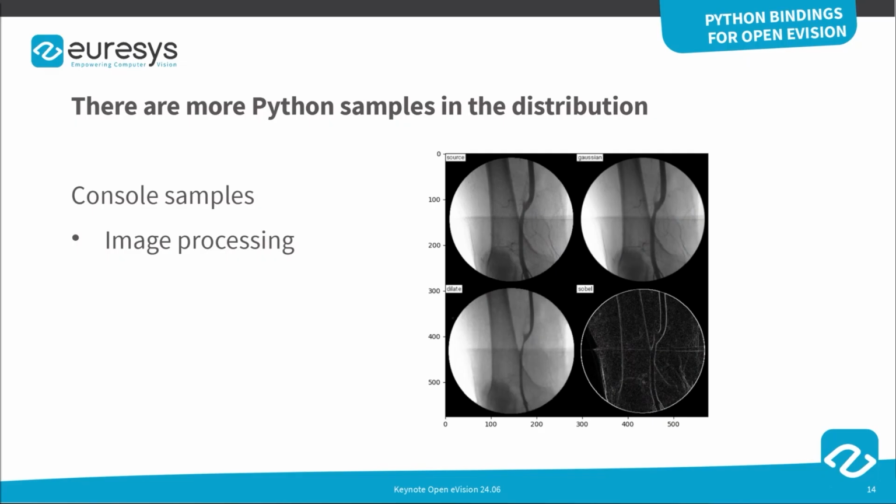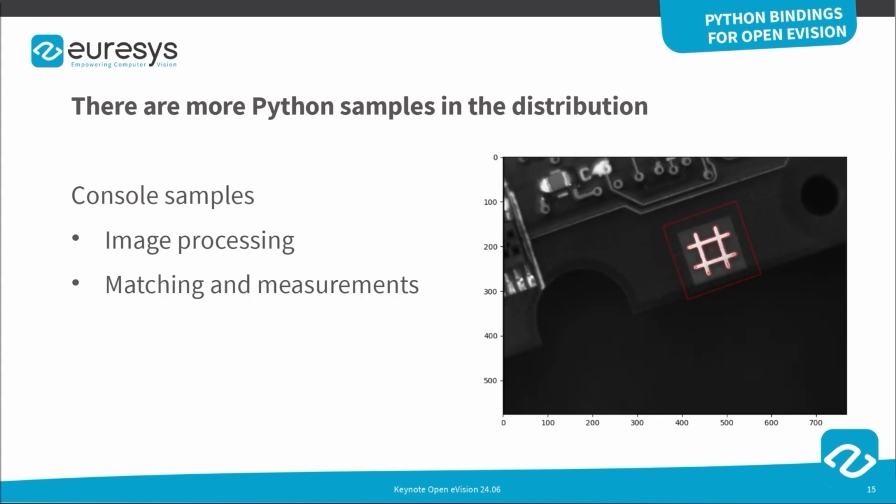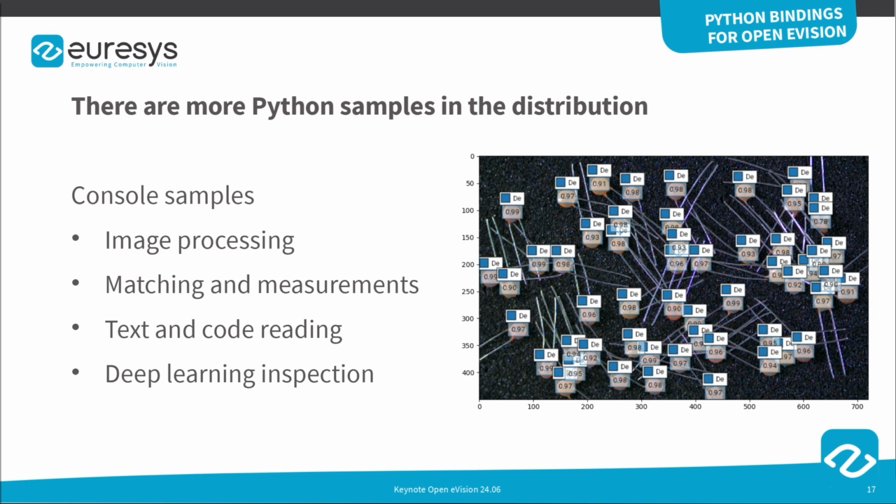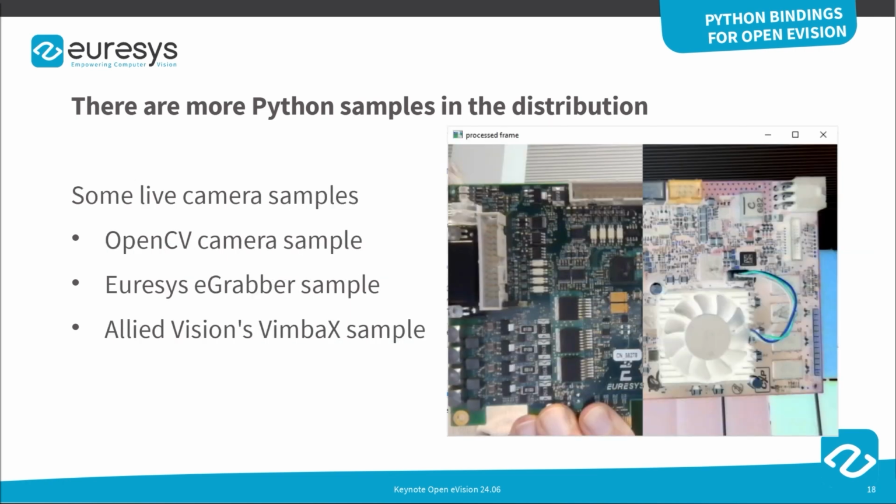more. We have a lot of Python samples in the OpenEvision distribution. Console samples run on the command line interface, like image processing samples, matching and measurement, text and code reading, and also, of course, deep learning inspection. And also, we include some live camera samples in the distribution for OpenCV camera, using eGrabber from Euresys and using Allied Vision Vimba X SDK.